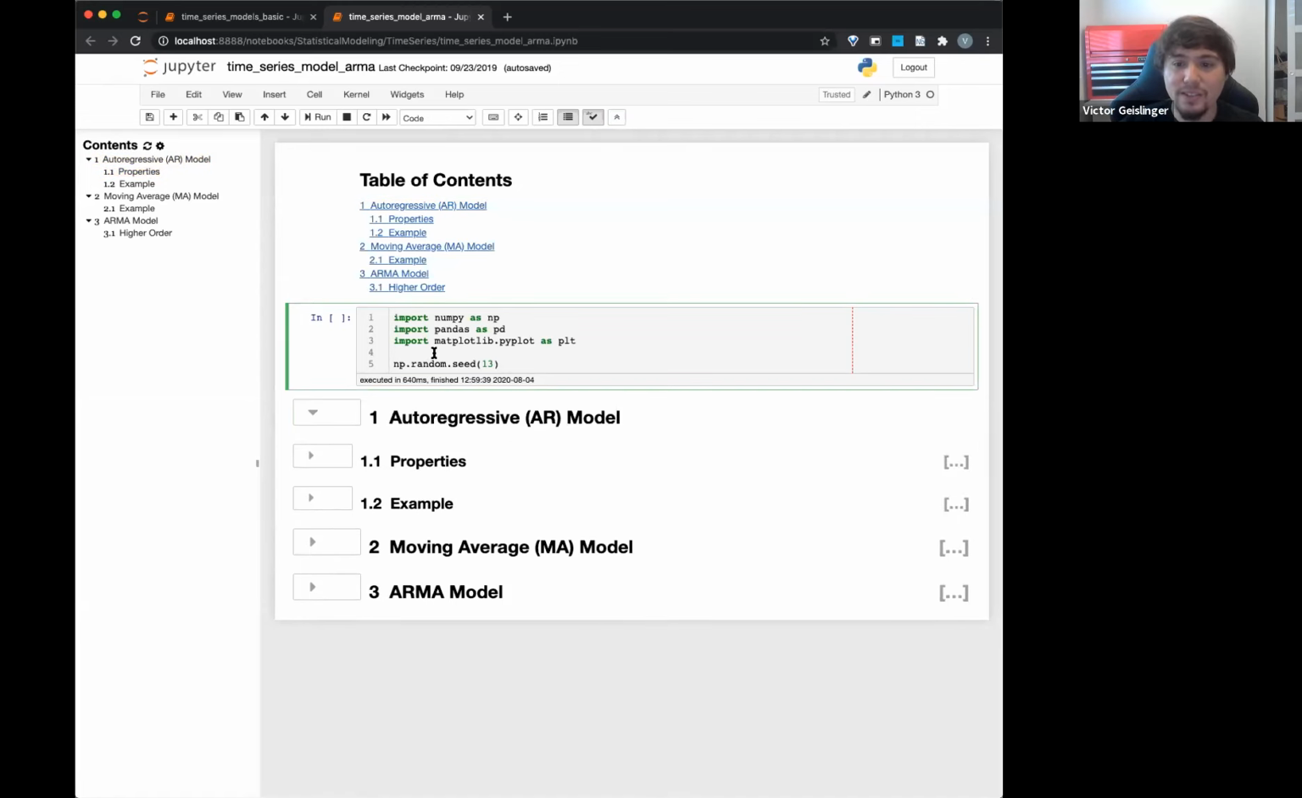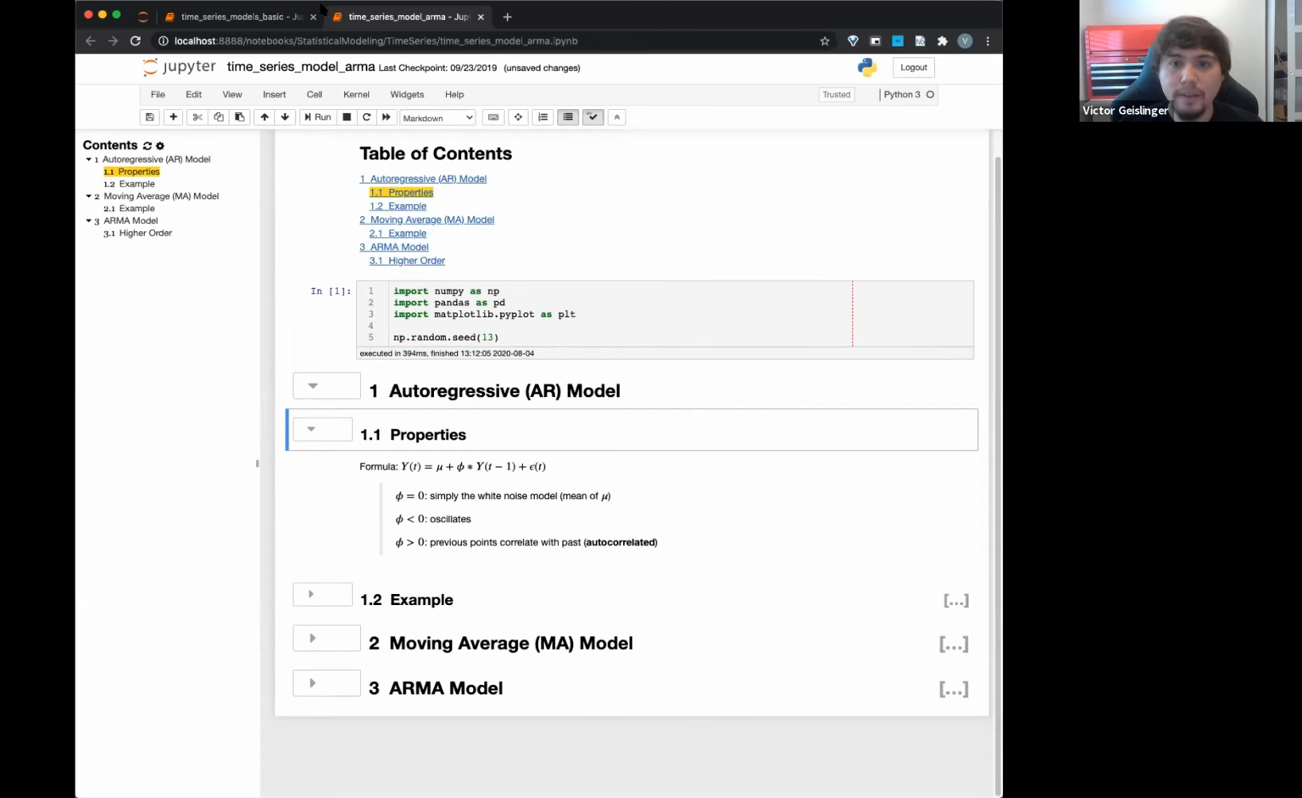All right, so the autoregressive model. What does this AR model mean? I'm going to go back a little bit to this equation, which I kind of skipped over.